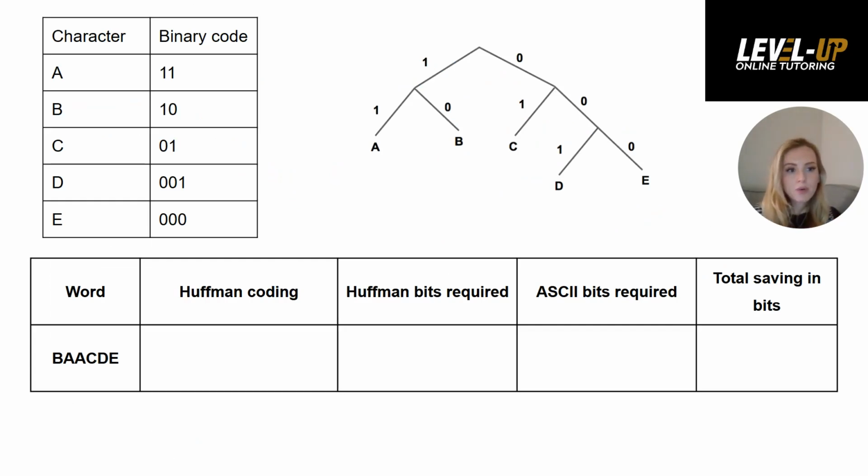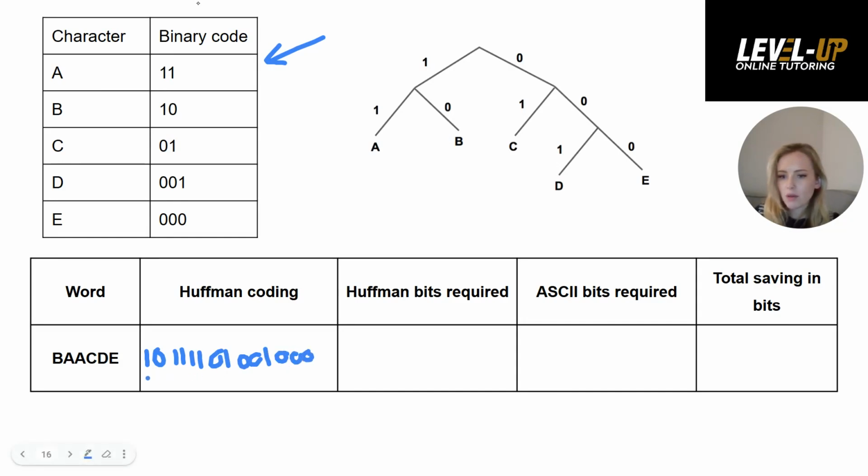Okay, so I'd like you to pause the video now and see if you can fill in this table. Okay, so I'm just going to run through it. Huffman encoding, all I'm going to do is look at this table here just for ease. So B is 1, 0. A is 1, 1. C is 0, 1. D is 0, 0, 1. E is 0, 0, 0.